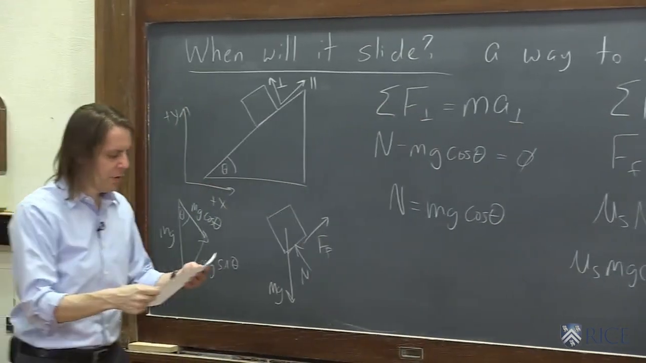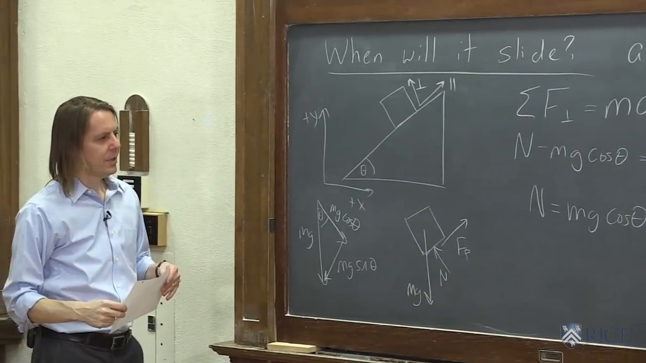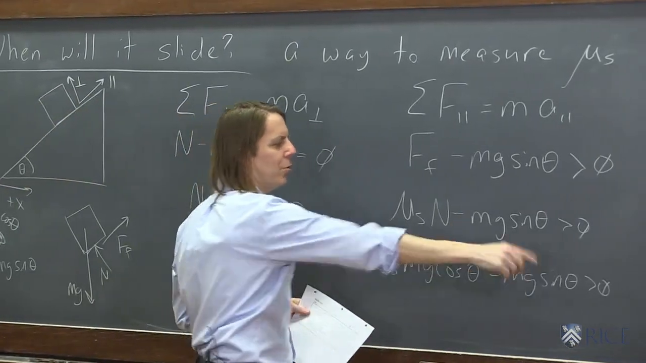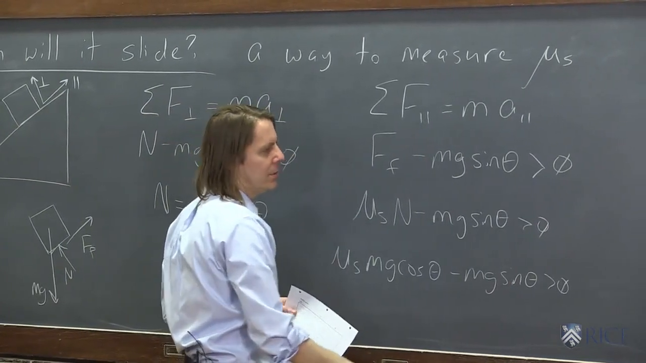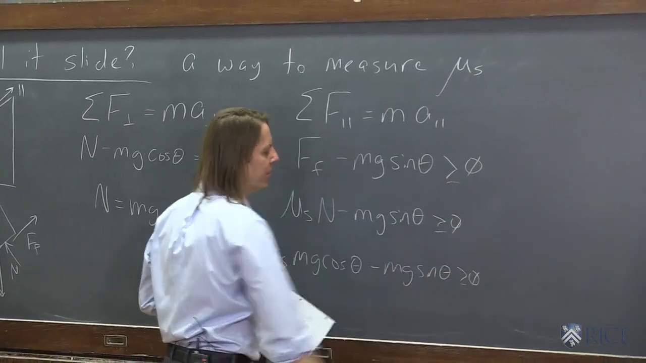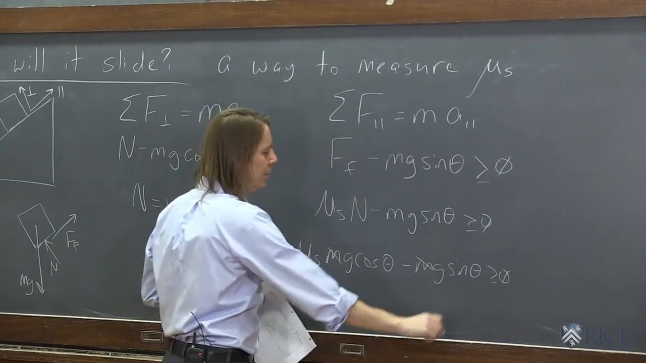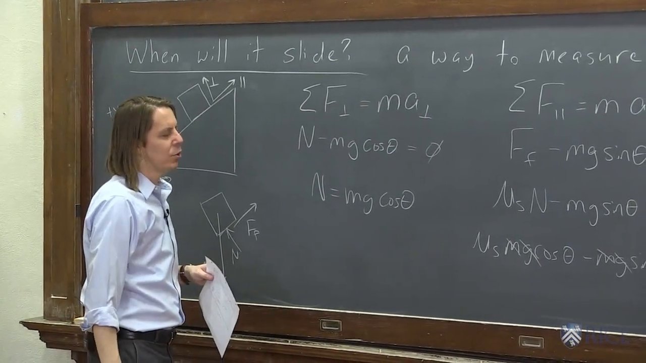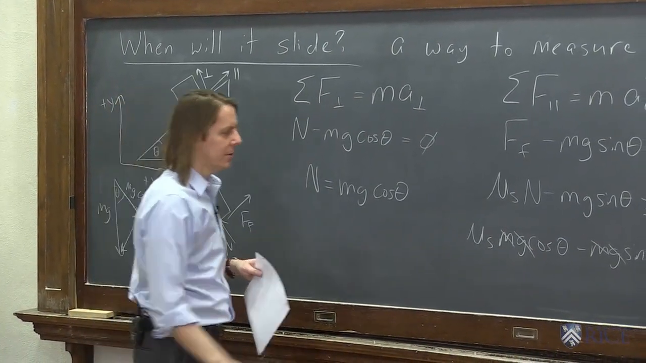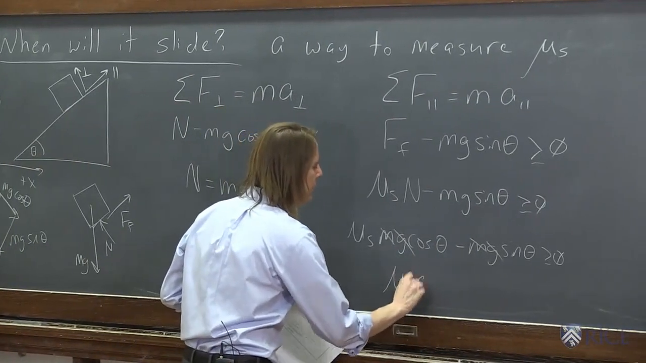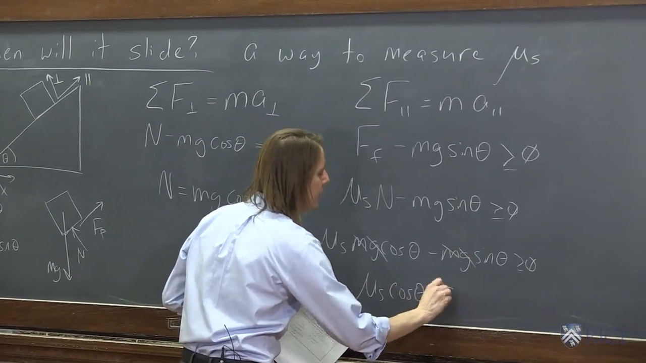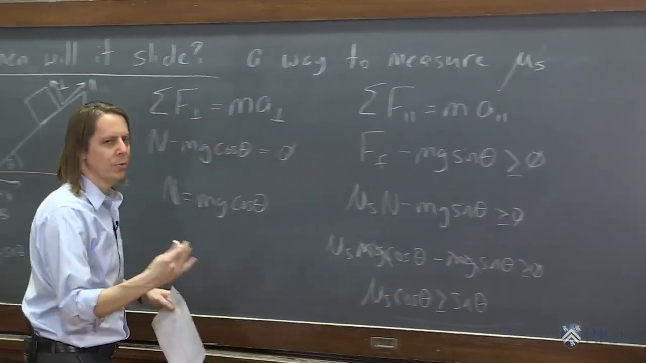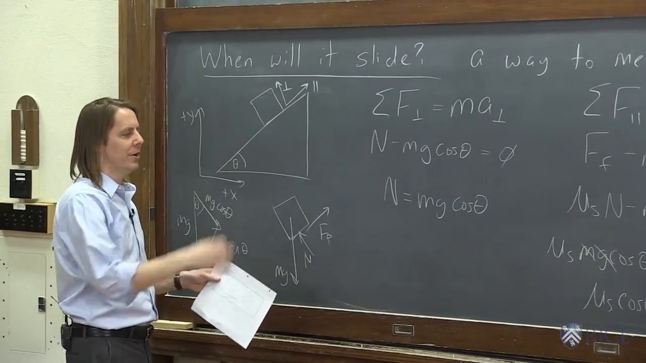Or when does that become greater than 0? And since we've got a 0 on the right, we can pull out the common terms and then just cancel them, just as though it were an equal sign. We could make it greater than or equal if that makes you feel better. So we get rid of the m, we get rid of the g, and we're left with mu s cosine theta must be greater than or equal to sine theta. That's right when it will happen. As soon as we cross, we become greater than that.